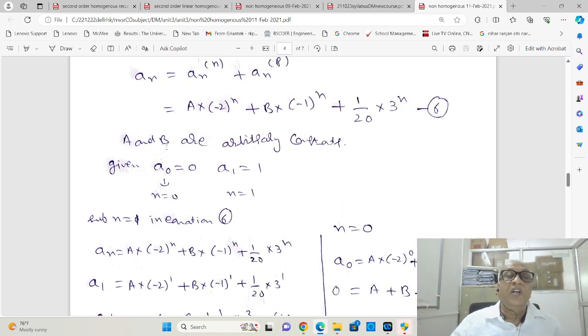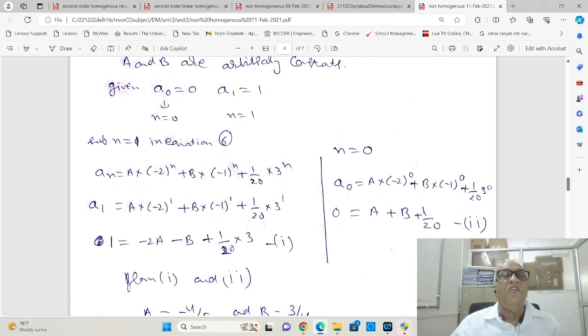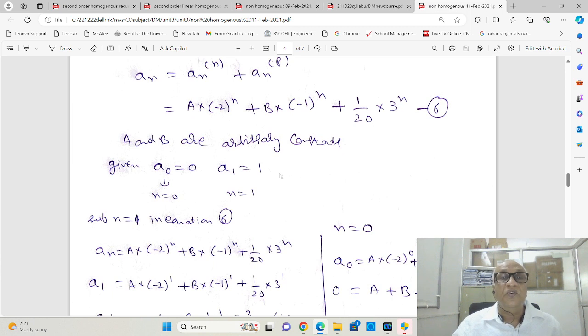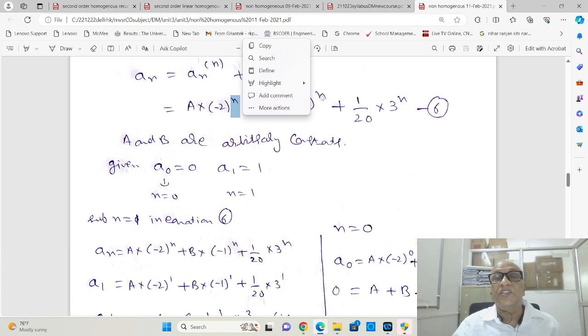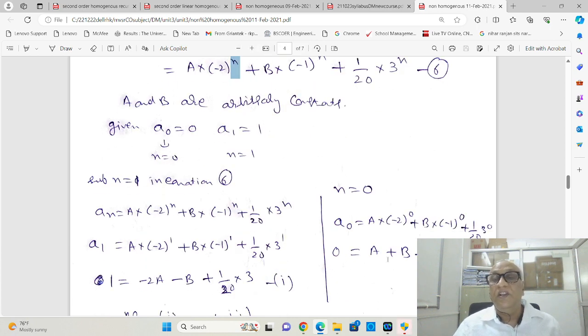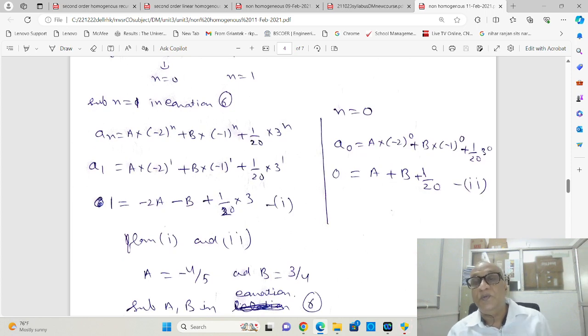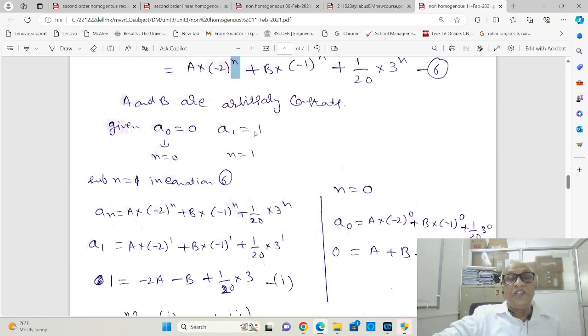Here we need to find out a and b, and what is given in the question? In the question a0 is 0, a1 is 1, for n equal to 0 and n equal to 1. So for n equal to 0 we will be substituting the value of n to be 0, and here this n becomes 0, this n becomes 0, this n becomes 0. So this is the first case wherein you will be getting 0 is equal to a plus b plus 1 by 20. The second case is a1 equal to 1. Wherever n is there, you will be substituting that with 1. So n is 1, here n is 1, here n is 1.